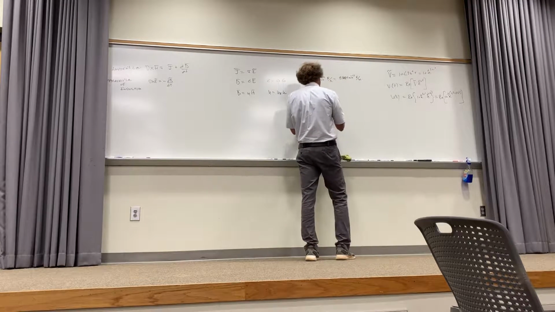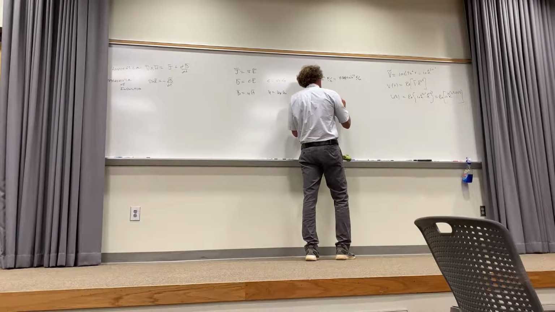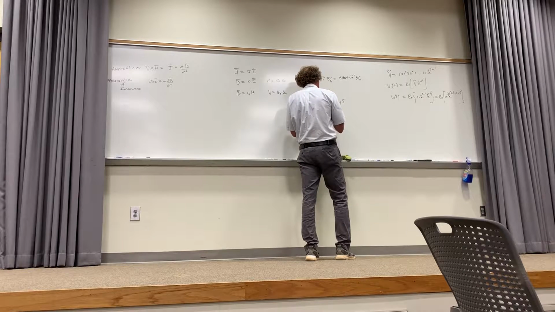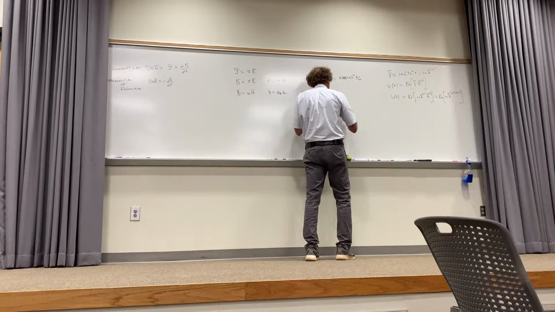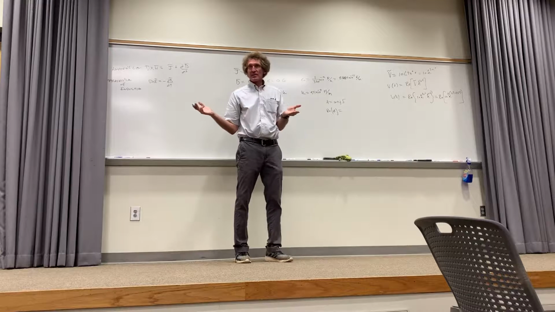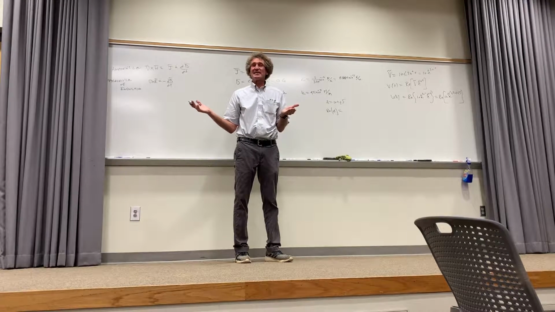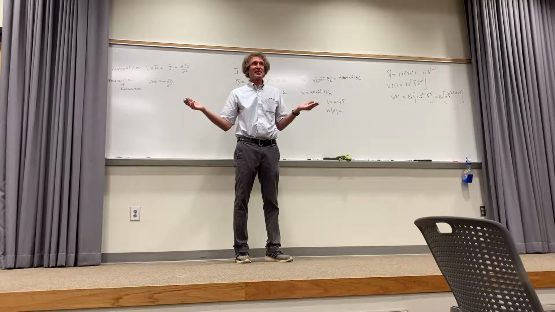For instance, if I say that A is equal to 10 plus j5, what's the real part of A, just by inspection? 10, right? It's that easy. It's the part that isn't imaginary.